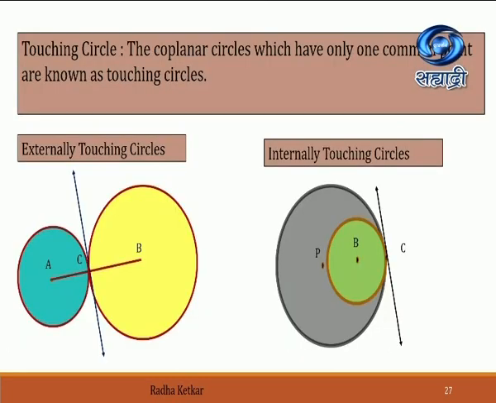We have already discussed a few things about touching circles. Now let us learn it further. Coplanar circles which have only one common point are known as touching circles. You can see both the figures drawn here. In the first one, these two circles are touching each other externally, and they have a common point C, which is known as the point of contact. So these are externally touching circles. And in the second figure, you can see that these two are internally touching circles, right? They also have a common point of contact, which is at point C.